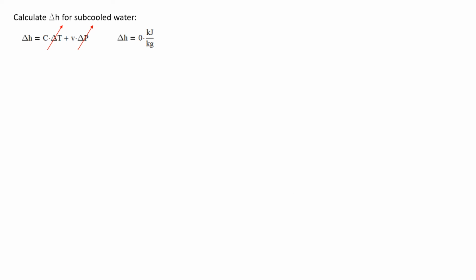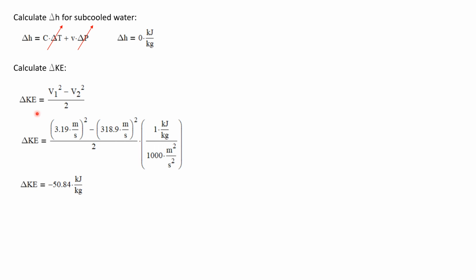So now let's calculate these delta terms in our energy balance. The first is the change in enthalpy, delta H. And we know for a subcooled liquid, delta H is just C delta T plus v delta P. Well, there's no change in temperature and there's no change in pressure. The inlet and exit pressures and temperatures are identical. So delta H is 0.